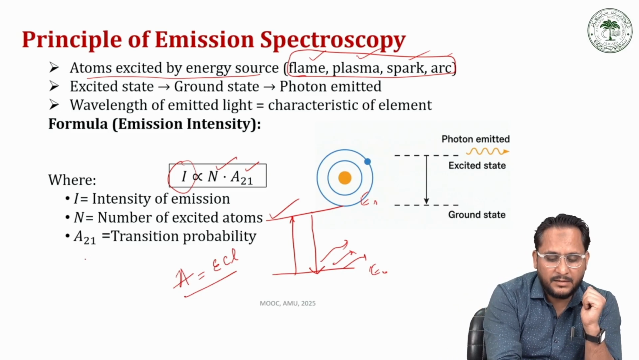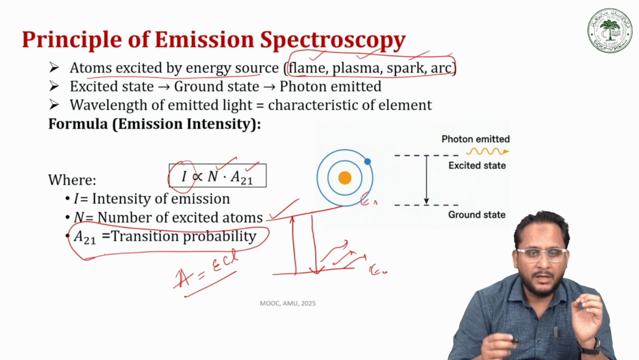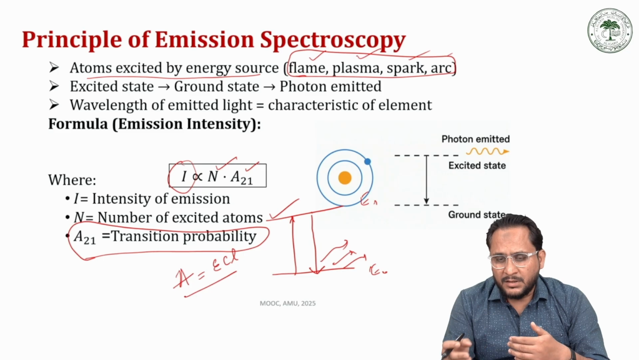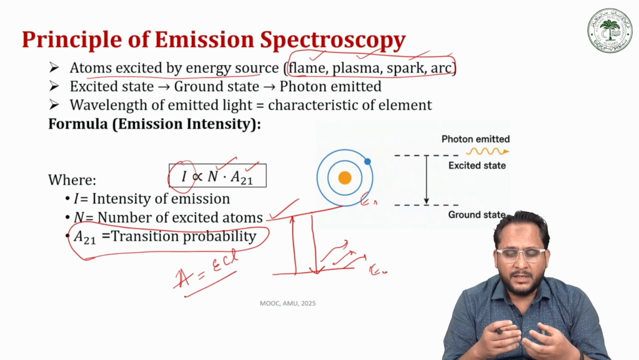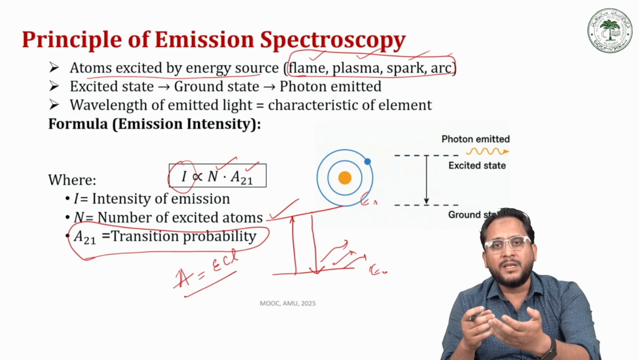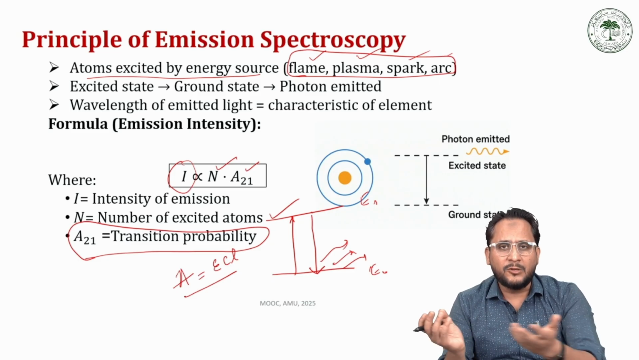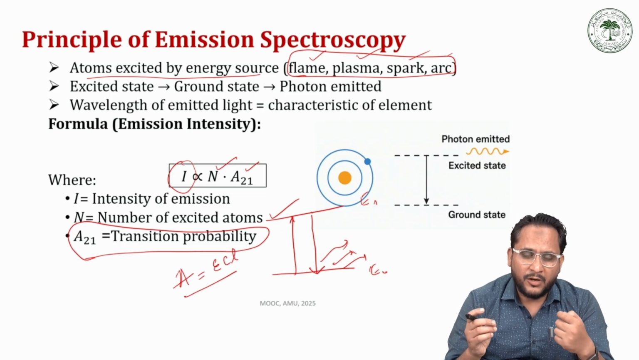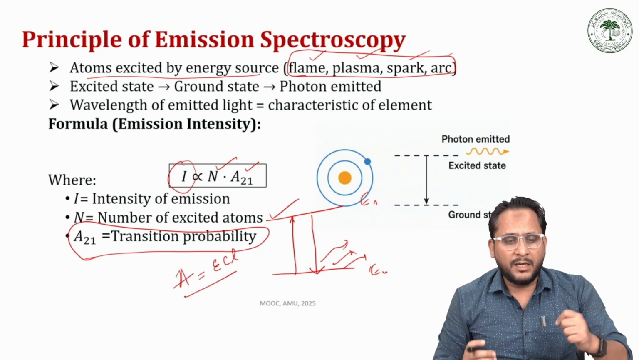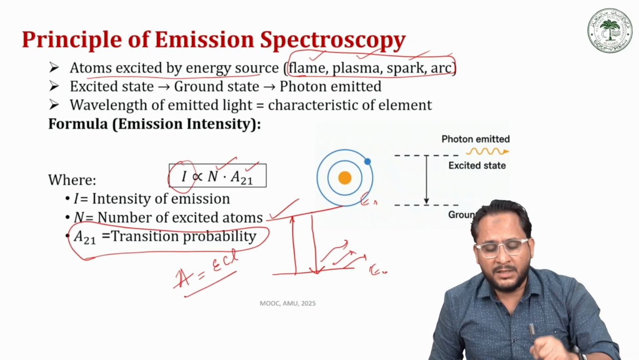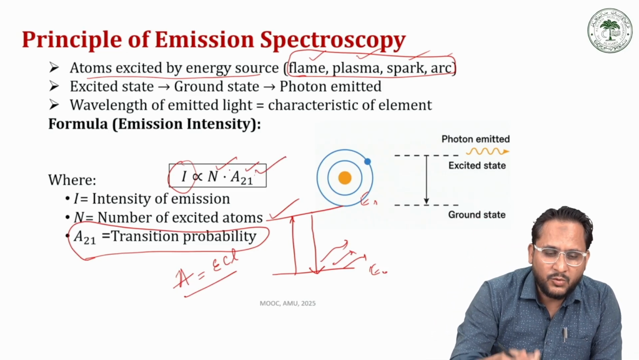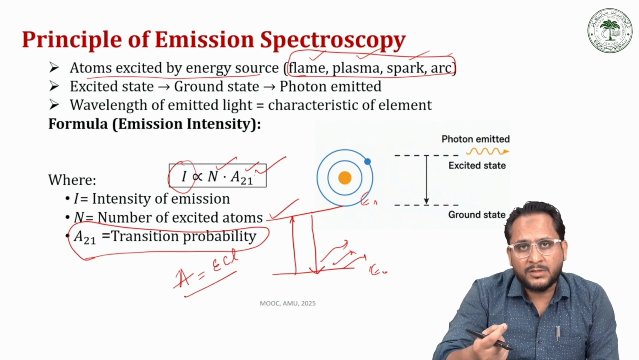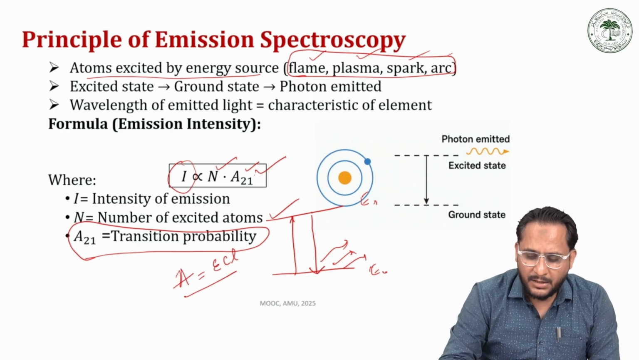And this A represents the transition probability, because not all those transitions result into the emission of light. Sometimes an excited atom transfers its energy to some other atom. Sometimes it may also happen that it comes back without emitting light, just by emitting some amount of heat. This is also a possibility. So not all types of promotions of electrons or excitations result into the emission of light, and therefore a term of transition probability has to be considered in this formula to get the actual value of the intensity of light being emitted when the electrons fall back from the excited state to the ground state.